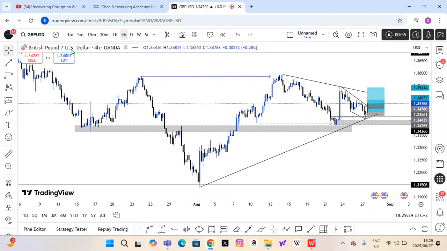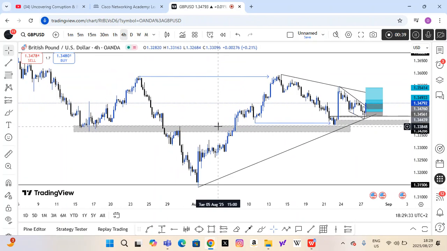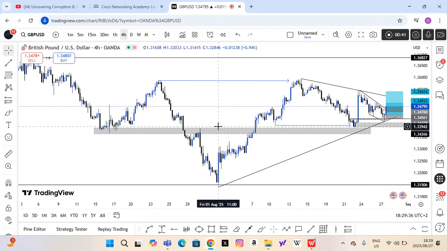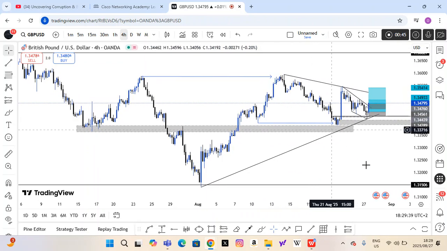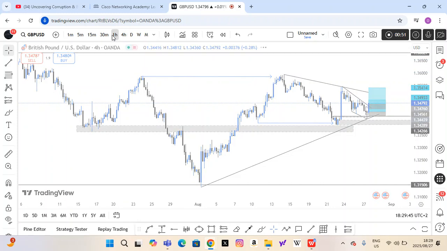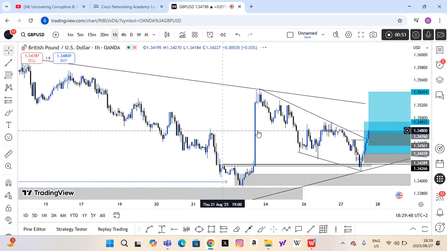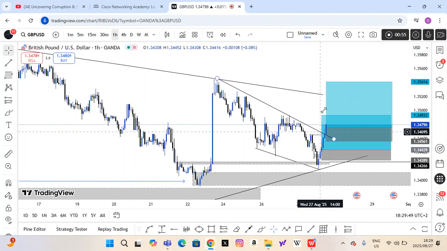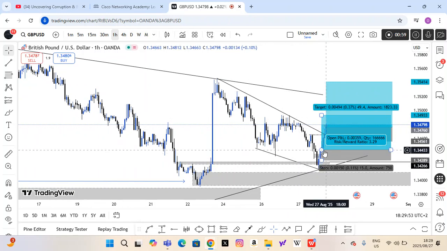This is GBP USD, and I'm actually buying the pound dollar. I'm seeing bullish movements on the GBP dollar. So jumping to the 1 hour, you can see that price is already committed because this was the first trade that I took. The first trade I took it here.